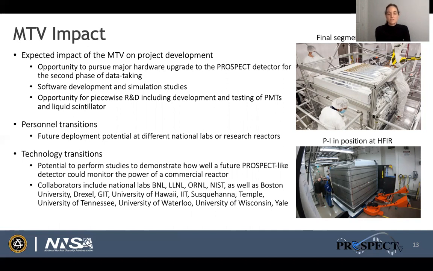And there's even the potential to perform studies to demonstrate how well a future Prospect-like detector could monitor the power of a commercial reactor. And Prospect collaborators include various national labs and universities across the US and Canada.